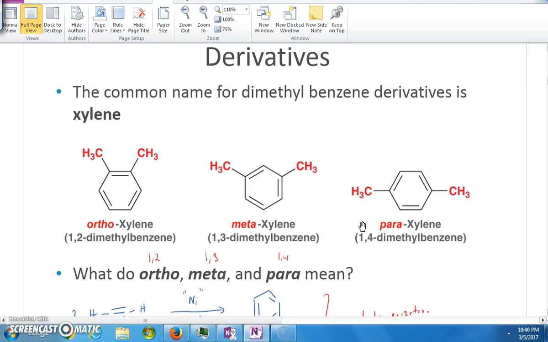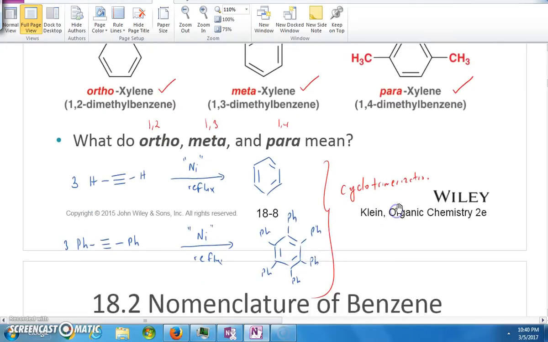Now, when you have disubstituted derivatives, for example, 1,2-dimethylbenzene, that's called orthoxylene. If it's 1,3-dimethylbenzene, that's metaxylene. While 1,4-dimethylbenzene becomes paraxylene. Now, what do we mean by ortho, meta, and para?